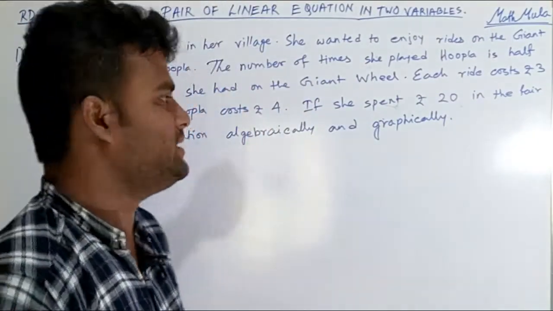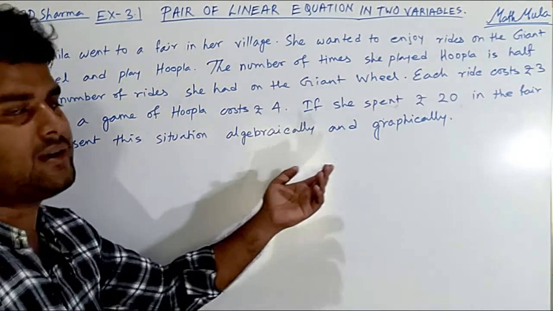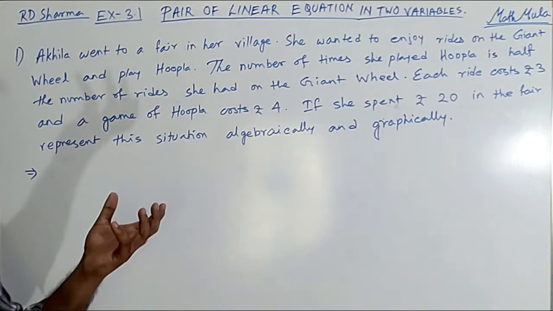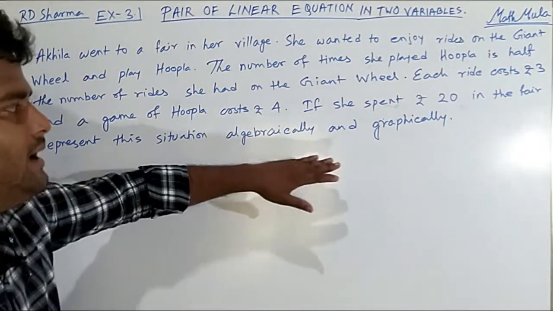Now we solve sum number 1. Akhila went to a fair in her village. She wanted to enjoy rides on the giant wheel and play hoopla. The number of times she played hoopla is half the number of rides she had on the giant wheel. Each ride cost rupees 3 and the game of hoopla cost rupees 4. If she spent rupees 20 in the fair, represent this situation algebraically and graphically. That means we have to find two linear equations and represent these two linear equations algebraically and graphically.